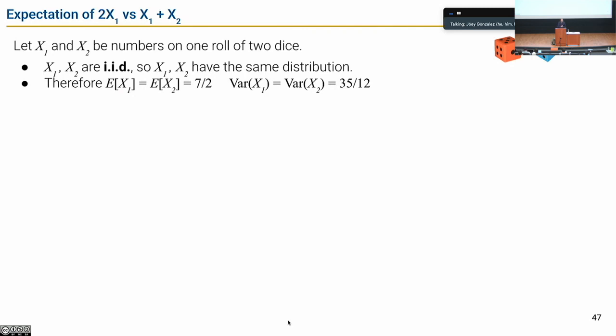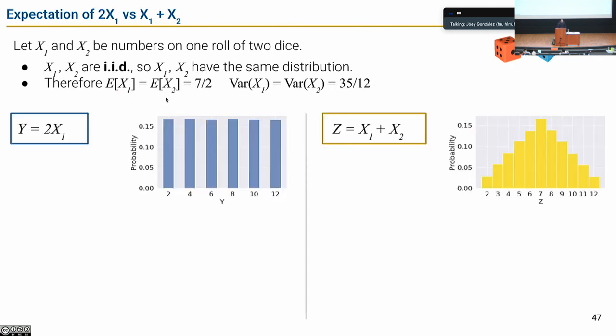All right, so let's look at two variables. I have x1 and x2. These are numbers on my roll of my die. We already calculated their variance and their expectations. I'm rolling two dice, x1, x2. I'm going to define two variables, y equals 2x1, and z equals x1 plus x2. Okay? So these have different distributions.